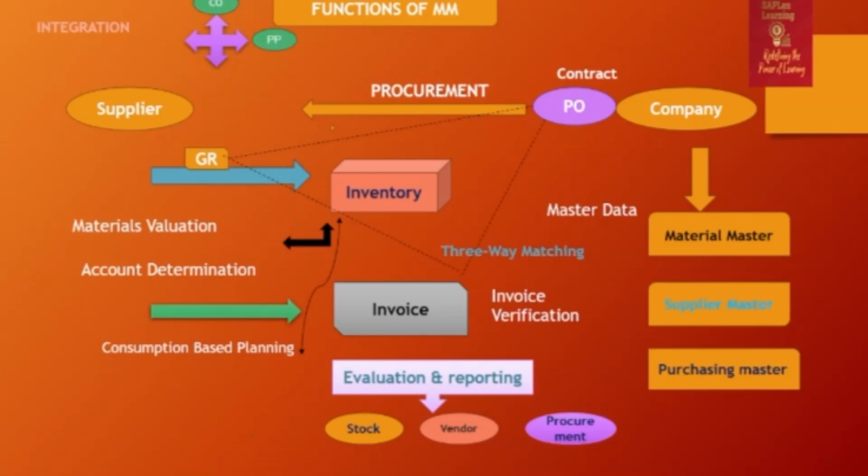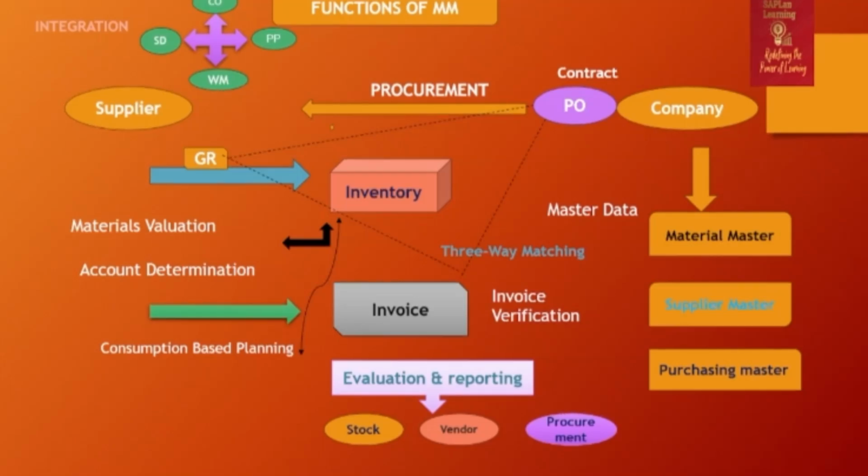MM also has a direct linkage with production planning, which is mainly responsible for material requirements for production. Warehouse management handles stock placement, picking and packing in the warehouse, and sales and distribution ensures material availability and deliveries. So these are some of the modules with which material management is tightly integrated.